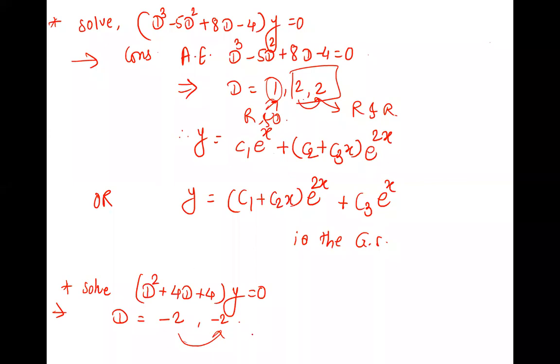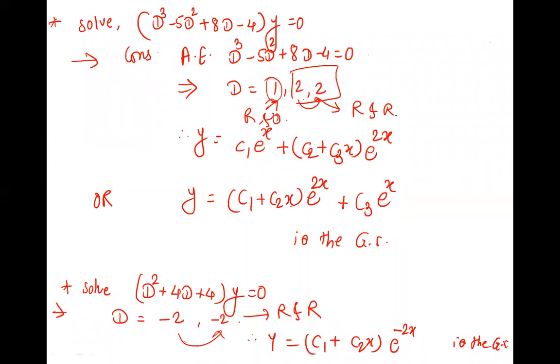So therefore, the nature is real and repeated. So y is C1 and repeat. Two constants: C1 plus C2x into e raised to minus 2x is the general solution. Correct. So now we should write one note.